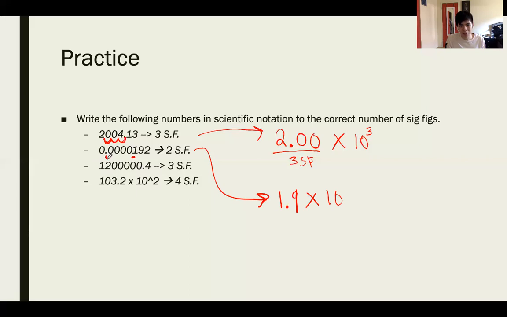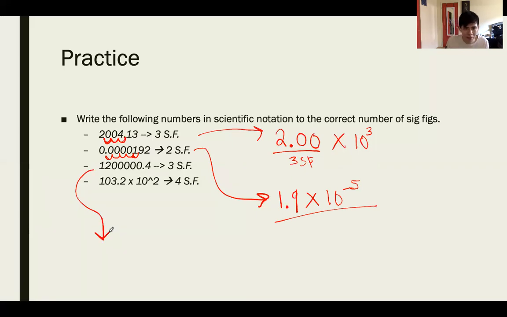So let's find out how much we need to move it by. So 1, 2, 3, 4, 5. 10 to the negative 5. And of course it's negative because we're going from this number, which is bigger than this decimal over here, right? So of course we need to multiply it by an exponent that's going to be negative because it should be smaller when we're representing it in scientific notation.